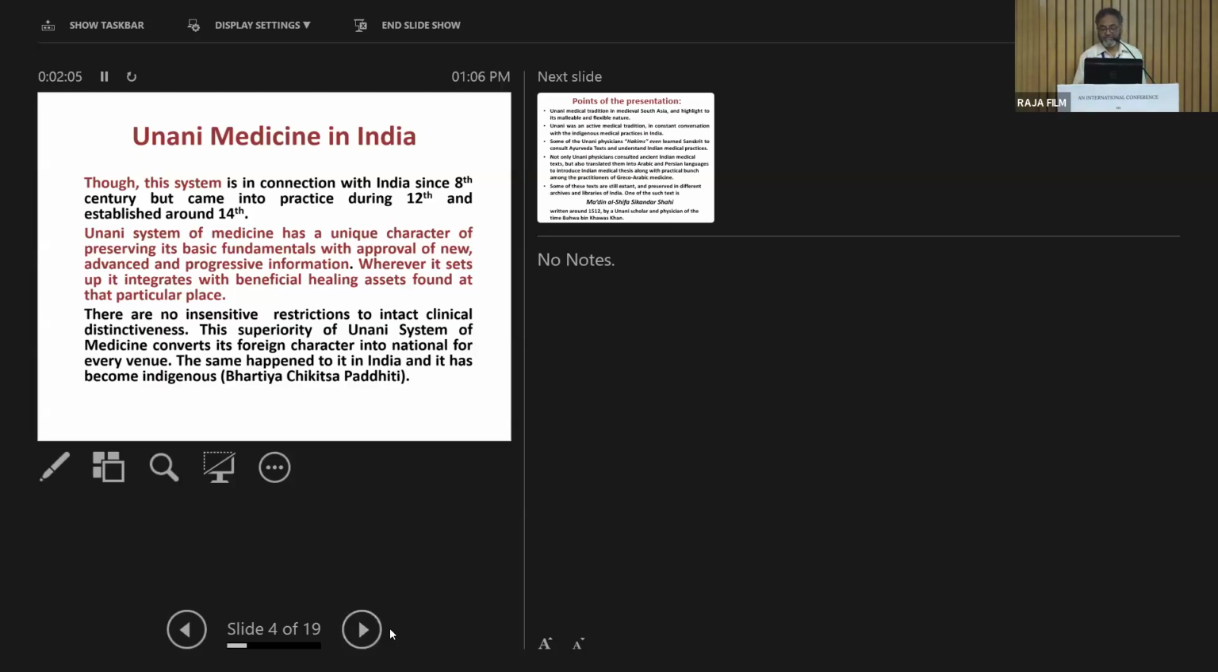And there are no intensive restrictions on clinical distinctiveness. This superiority of Unani medicine converts its foreign character into a national one for every venue. The same happened to it in India, and it has become indigenous: Bharatiya Chikitsa Paddhati.